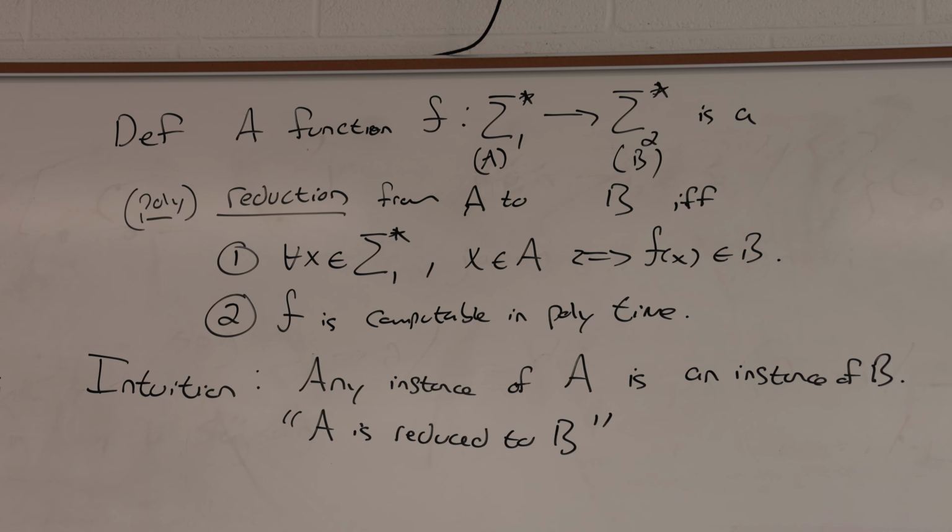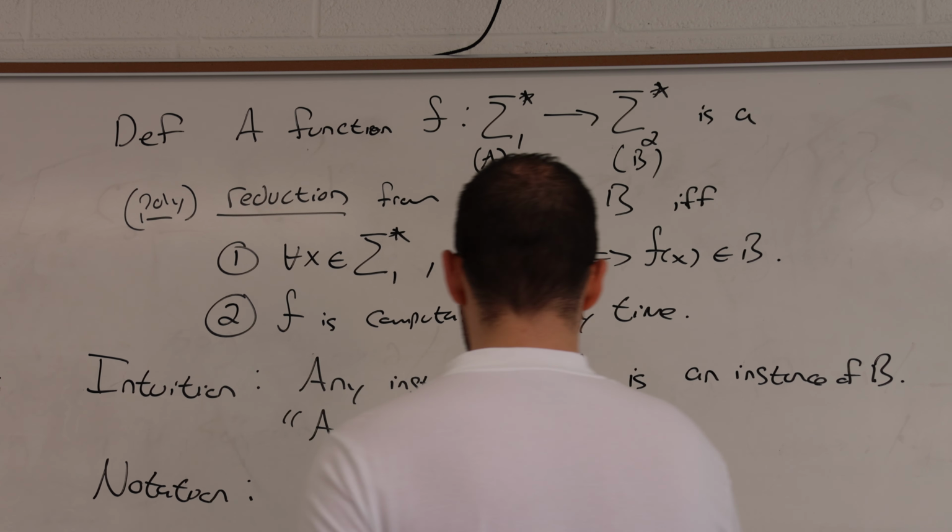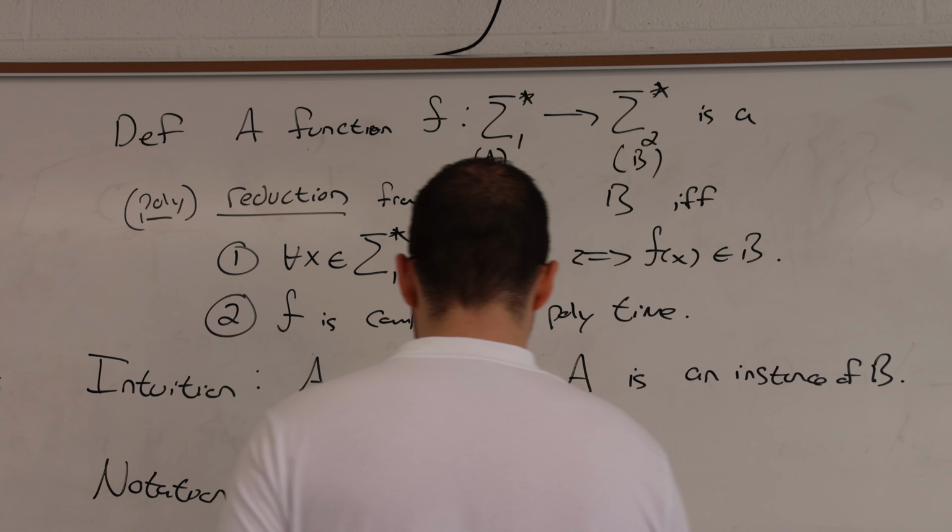There's some very nice notation that's used to help understand what's going on here, which doesn't appear in the textbook, I don't believe, but I do want to write it down for you because it helps your understanding. So the notation that we'll use is that A is less than or equal to, with a subscript P, P for polynomial, B.